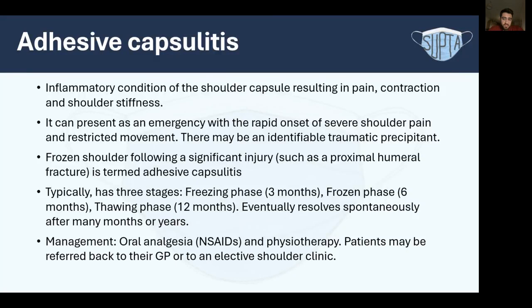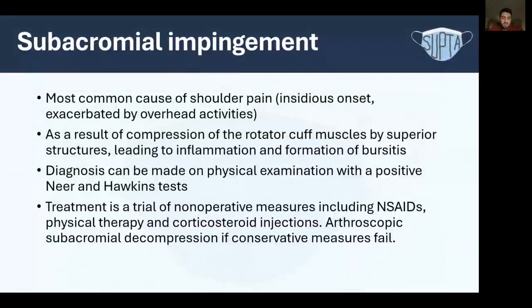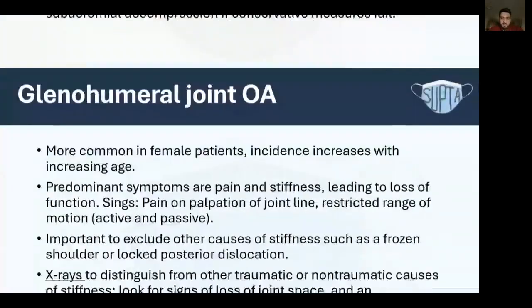The frozen phase, which usually takes around 6 months, is where the pain is less severe, but the movement is still very limited, particularly external rotation of the shoulder. And the thawing phase is basically the other name for things getting improved, where the pain eases and the range of motion is getting back to normal slowly. So the management of this adhesive capsulitis is with pain management and physiotherapy, usually NSAIDs, and you manage it conservatively mostly.